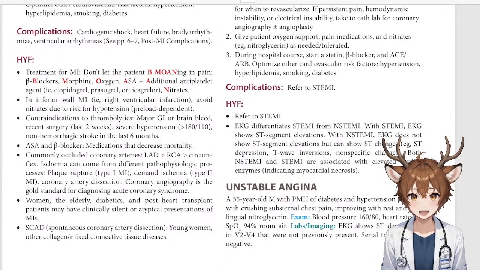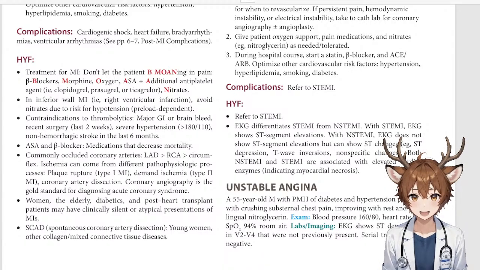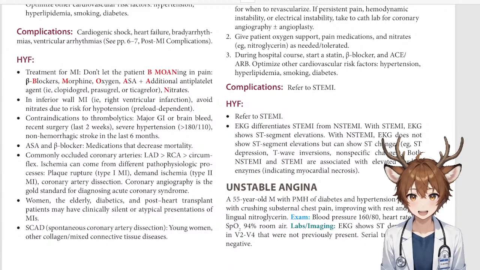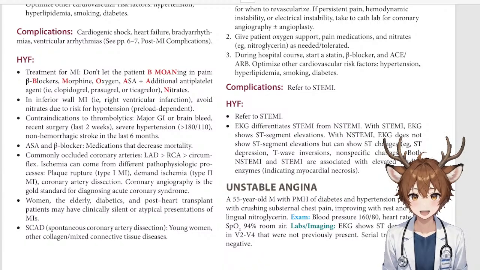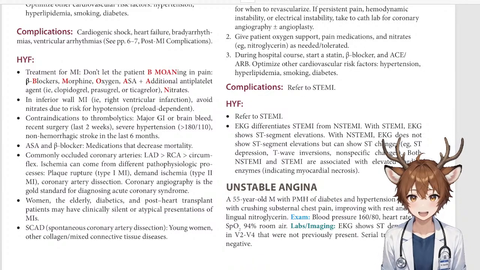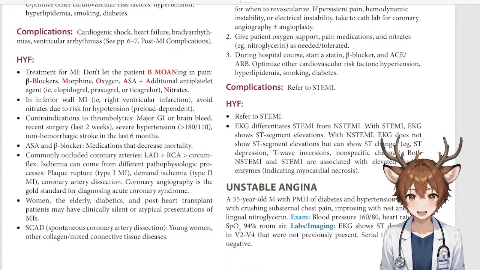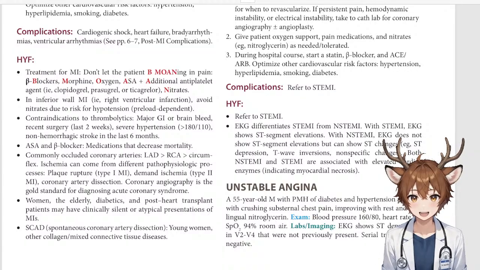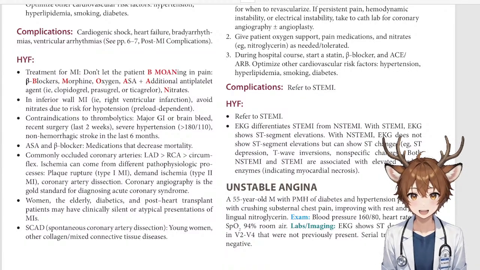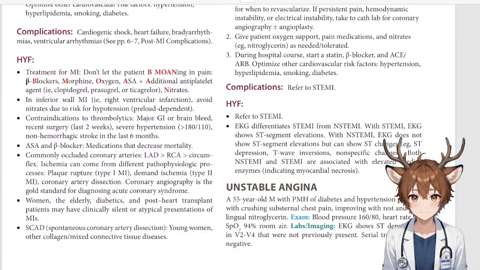Ischemia can come from different pathophysiologic processes: plaque rupture, type 1 MI; demand ischemia, type 2 MI; coronary artery dissection. Coronary angiography is the gold standard for diagnosing acute coronary syndrome. Women, the elderly, diabetics, and post-heart transplant patients may have clinically silent or atypical presentations of MIs. SCAD, spontaneous coronary artery dissection, occurs in young women and with collagen/mixed connective tissue diseases.